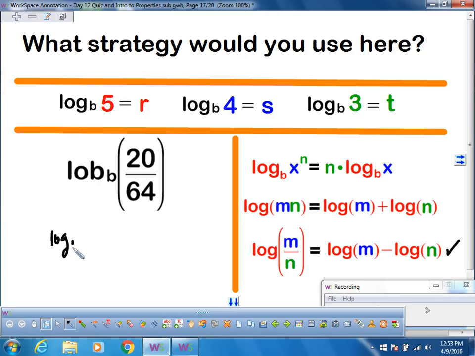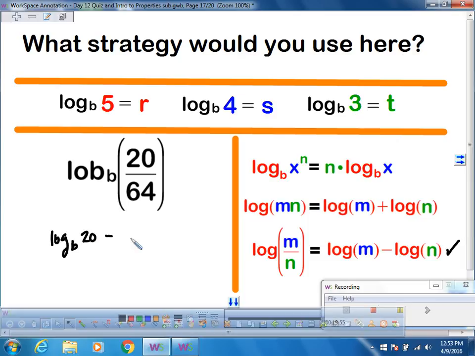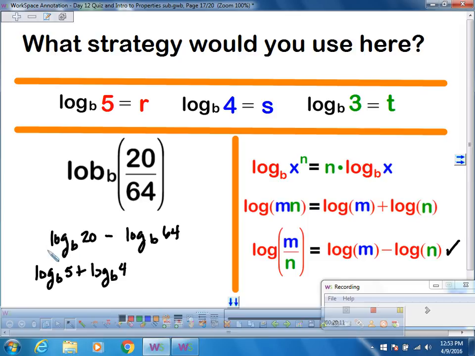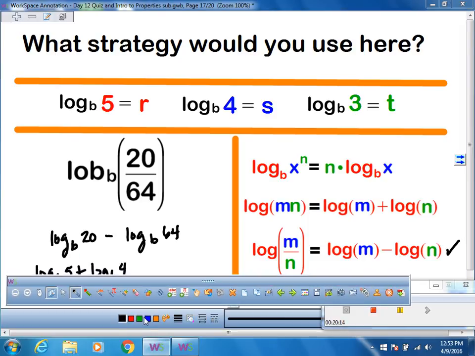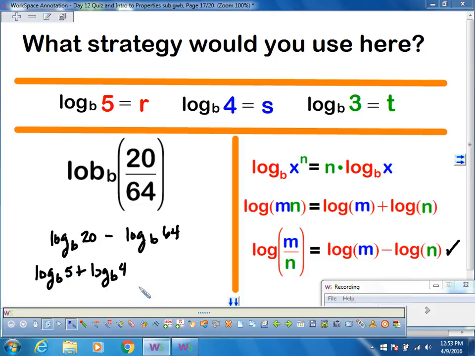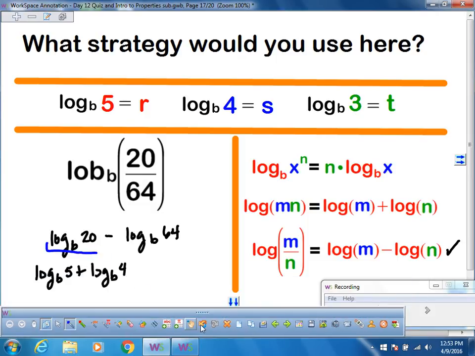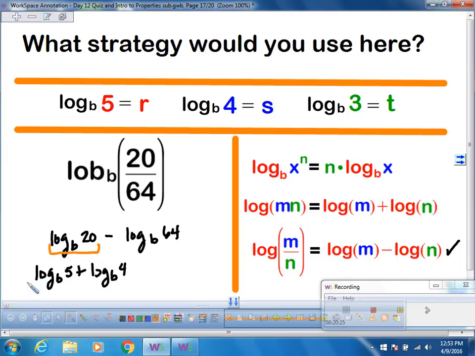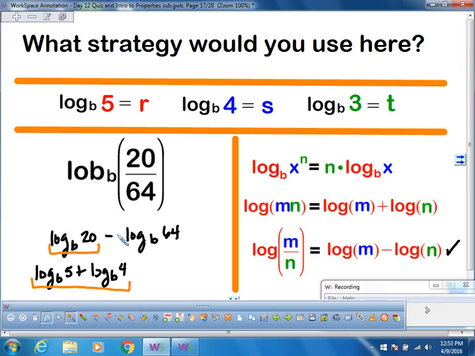Alright, so we have log b of 20 minus log b of 64. Well, the 20 is easy. That's just 5 times 4. So I could rewrite it log b 5 plus log b 4. That's this part. Let's see, I'll do it with orange. So that's this part right here, not orange. So that's now this. And I'm subtracting log b of 64.